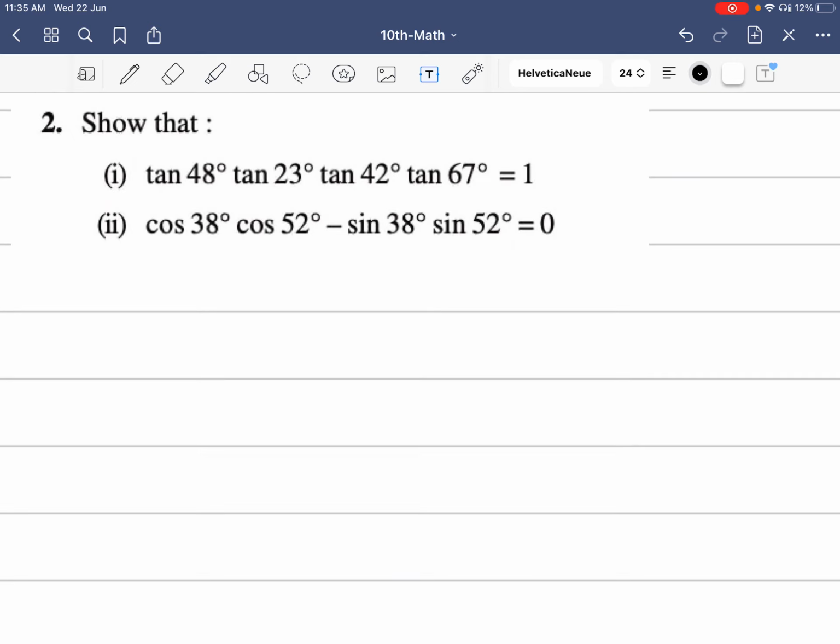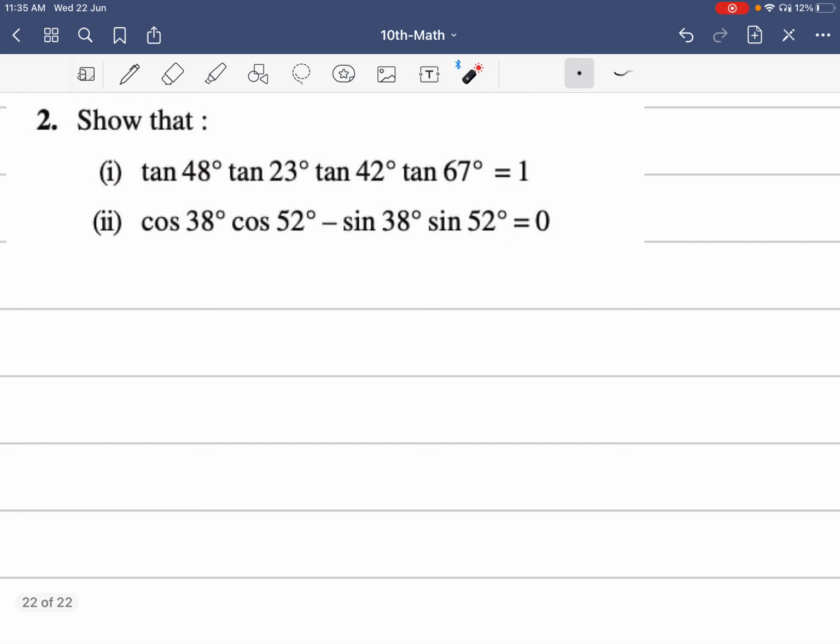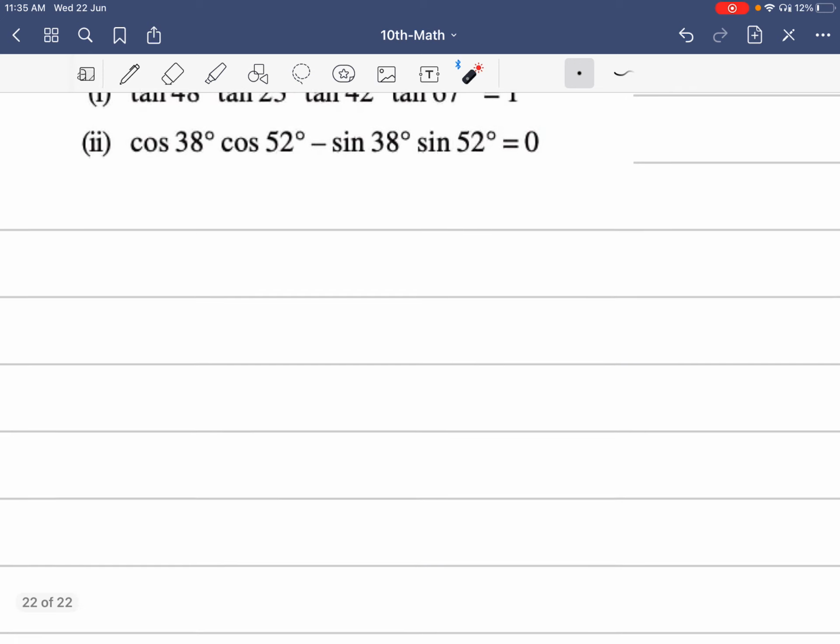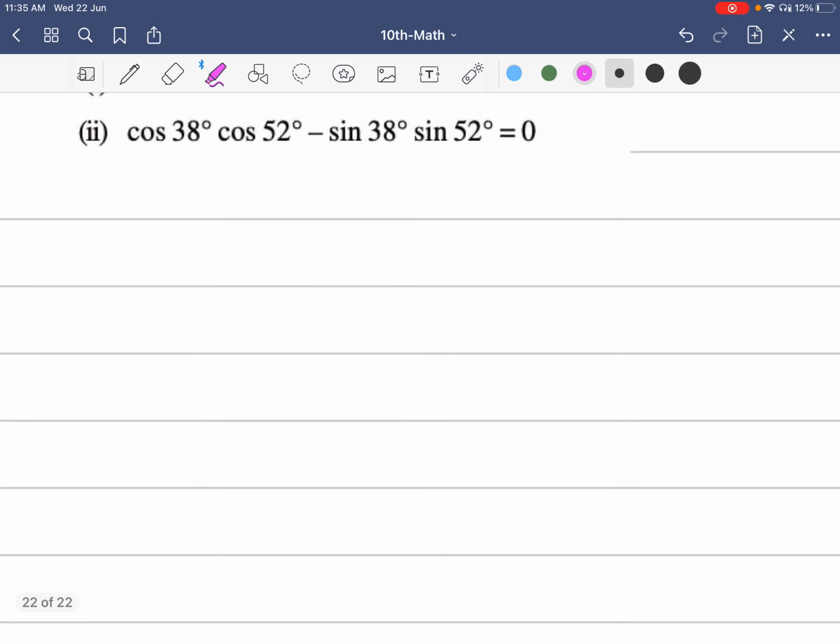Once again we have to show that cos 38 into cos 52 minus sin 38 into sin 52 is equal to 0. So once again we will start with LHS, the left hand side, and see if this expression evaluates to the right hand side, which is equal to 0. Now once again the first observation that you should make is, we have 38 and we have 52. 38 plus 52 is equal to 90 degrees. Same goes here, 38 plus 52 is equal to 90 degrees.